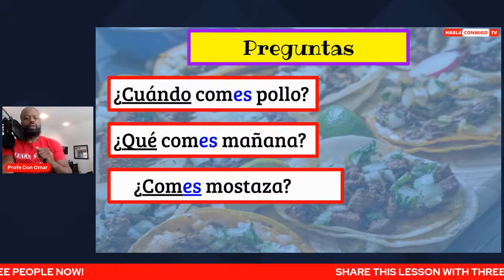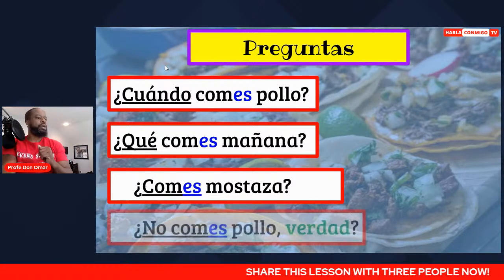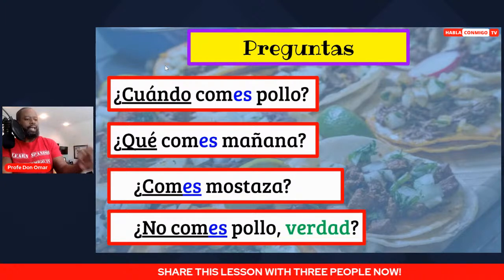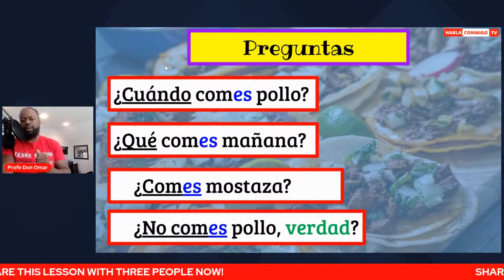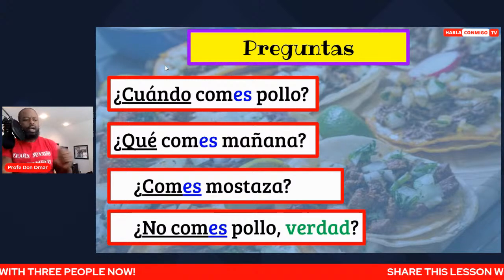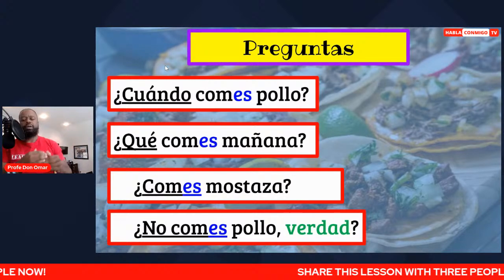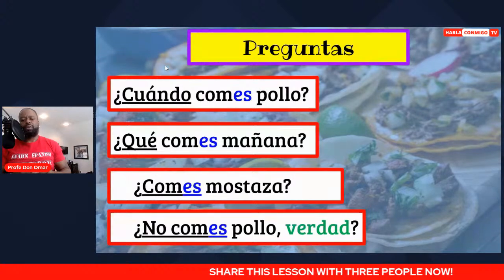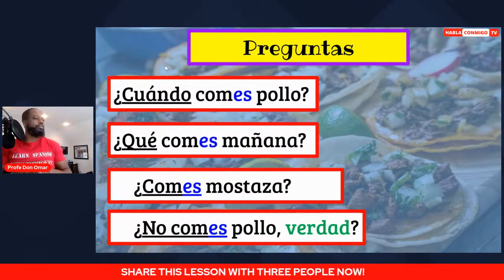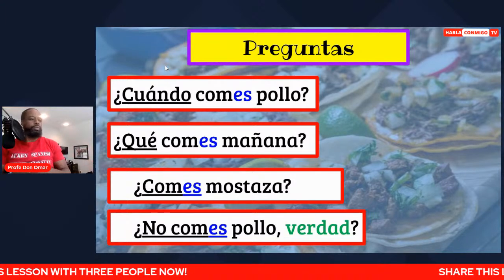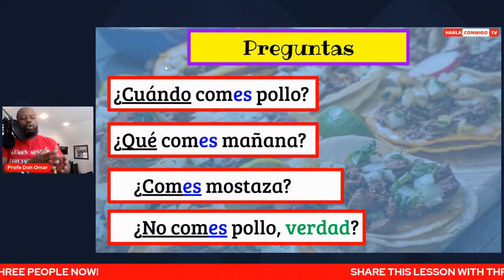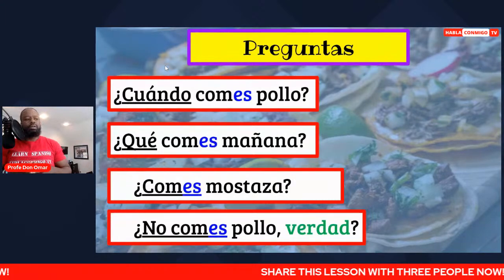Y ahora vamos a continuar con esta pregunta. Now we have a question here. No comes pollo, ¿verdad? Check out how we change the intonation when we add that word verdad. Excelente. Do you eat mustard? Well, mostaza would be mustard, right? No comes pollo, ¿verdad?